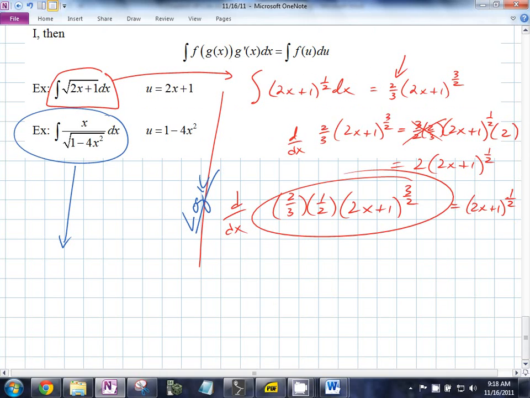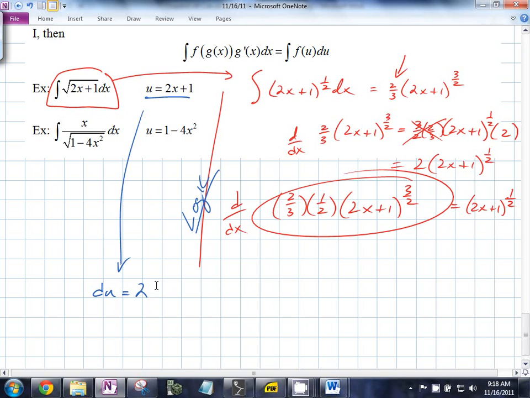If u is equal to 2x plus 1, can someone tell me what du is equal to if I take a derivative of both sides? Du is equal to what? 2 times dx. Are we okay with that? If I take the rate of change of both sides. Okay, what does dx equal? Du over 2.